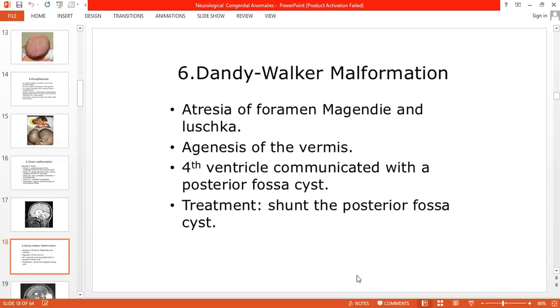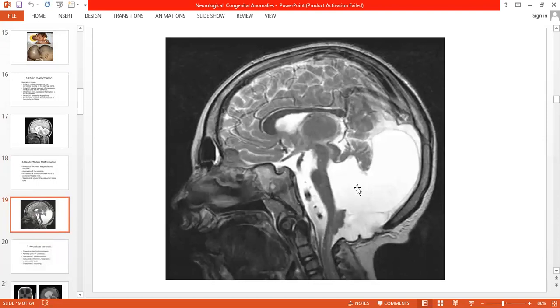There is also agenesis of the vermis. The fourth ventricle communicates with the posterior fossa cyst. Treatment is shunting of the posterior cranial fossa. See, this is a huge cyst lying within the posterior cranial fossa.